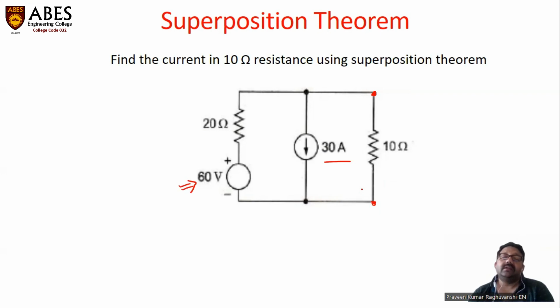So while applying the superposition theorem, we have to consider one source at a time. Step by step, we have to consider the sources, and whenever we consider one source, all other sources should be replaced by their internal resistances. So by the application of the superposition theorem, we can solve this circuit like that. Moving to the next slide.